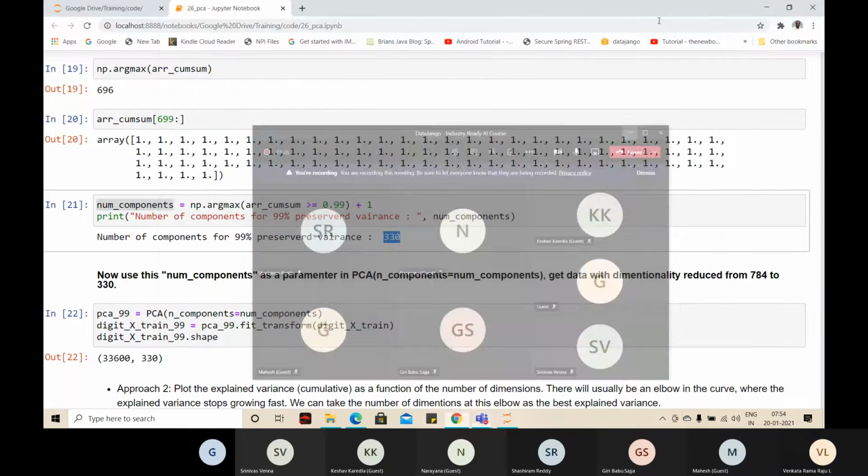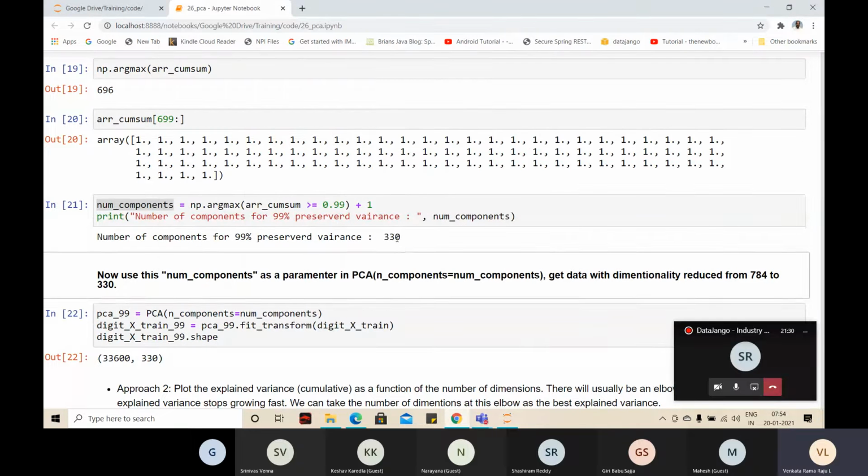Yeah. So 330 components we have to take, or n components is equal to 330. We need to specify. How did I know? By looking at this, by using this code.